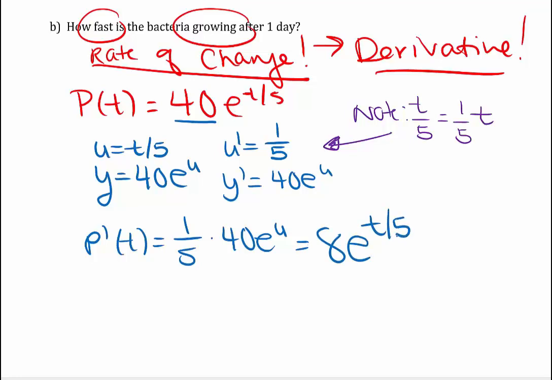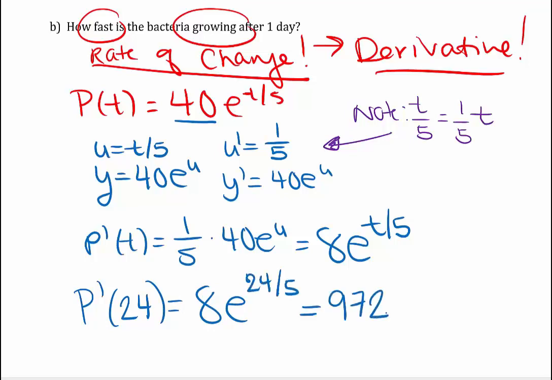And then finally, if I want to know the rate of change after 1 day, I have to plug the 24 hours back into that derivative. I put this into my calculator and rounded to the nearest whole number. I got 972. And that would be bacteria per hour. So the population is growing at a rate of 972 bacteria per hour.